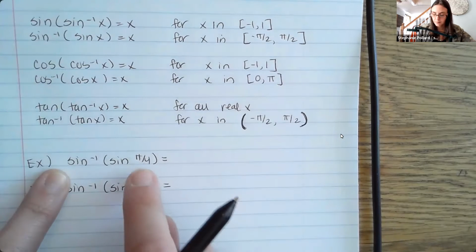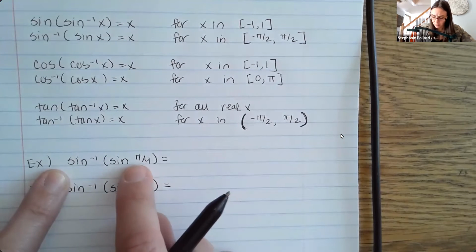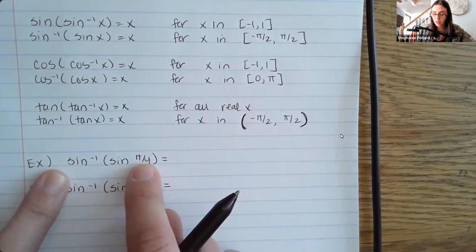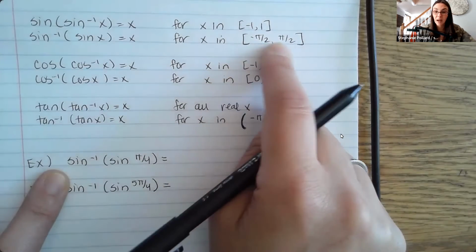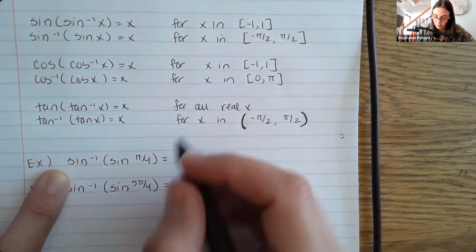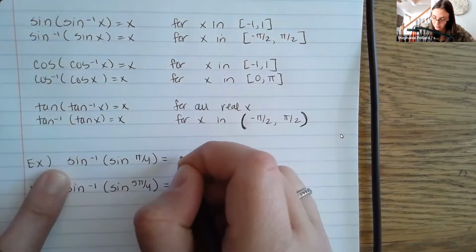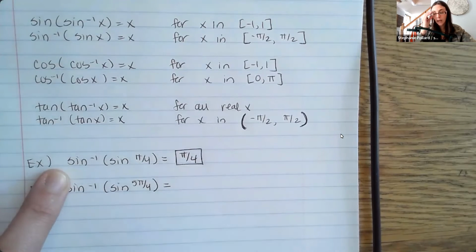Well, pi over 4 is between those two values. If you need to draw a number line or just use your calculator and figure that out, you can, but pi over 4 is between negative pi over 2 and positive pi over 2. So I can go ahead and use this. Those two functions are going to cancel, and my answer is just pi over 4. So when it's in the domain, it's very quick and easy to figure this out.